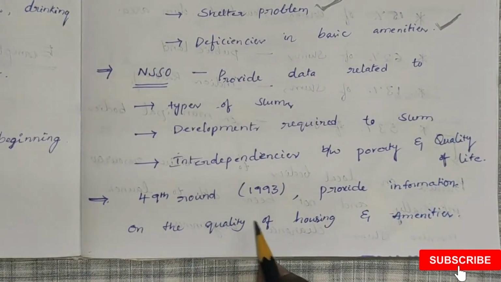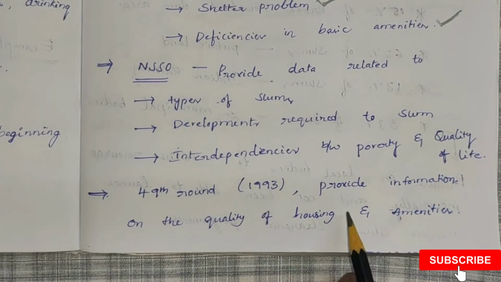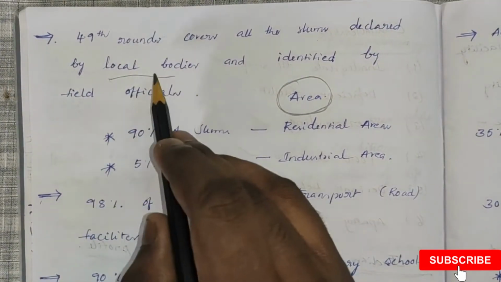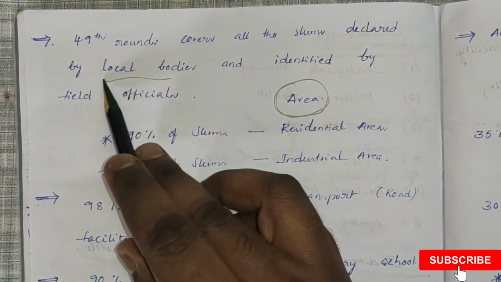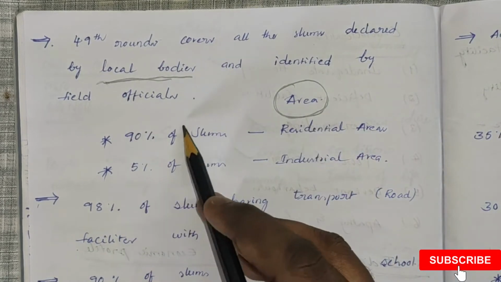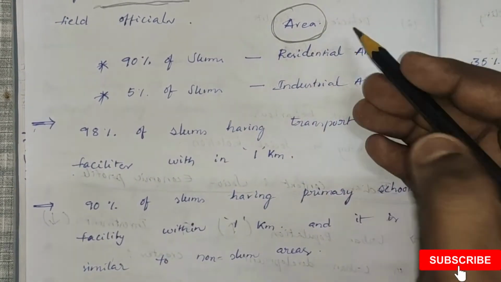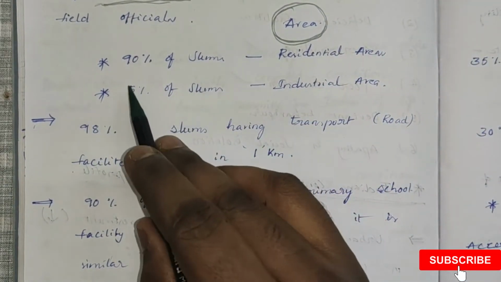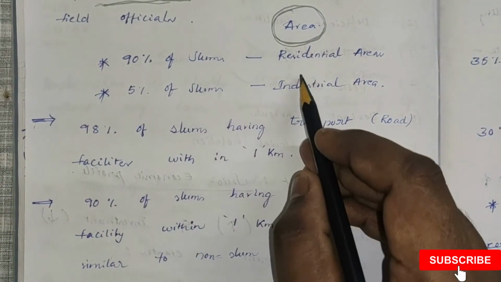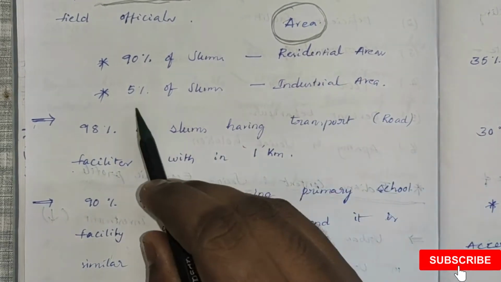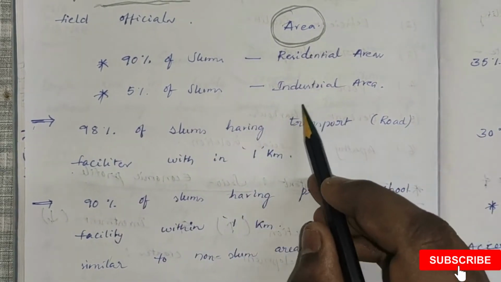The 49th round, conducted in 1993, provides information on the quality of housing and amenities. It covers all the slums declared by local bodies, and some slums identified by field officials. Coming to area, NSSO data mentions that 90% of slums are in residential areas, and 5% of slums are in industrial areas.